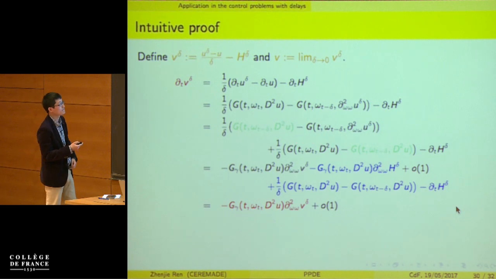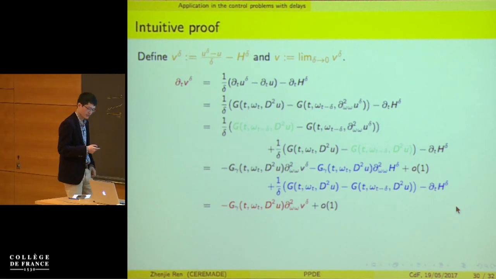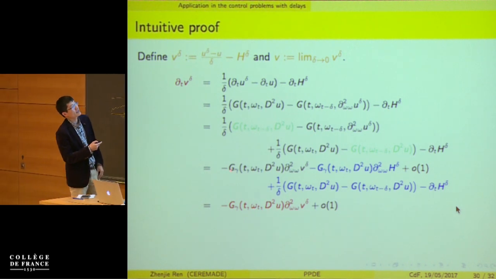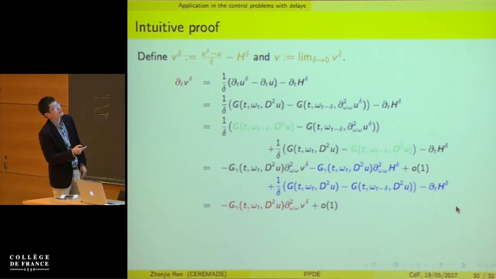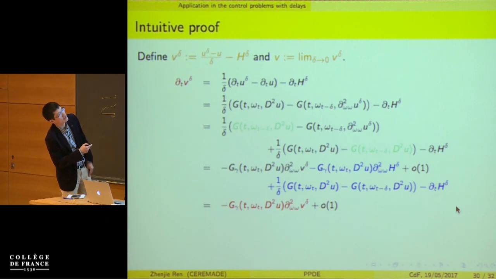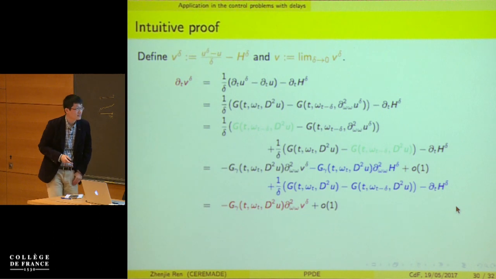And then you do the Taylor expansion, intuitively. For the first one, the Taylor expansion will give you this term as first order. For the second one, it will give you the second line. Okay, first line, second line.